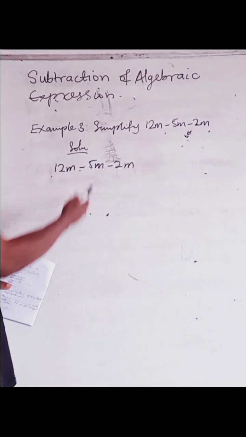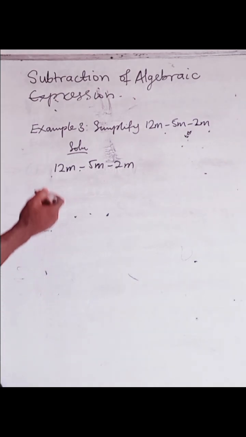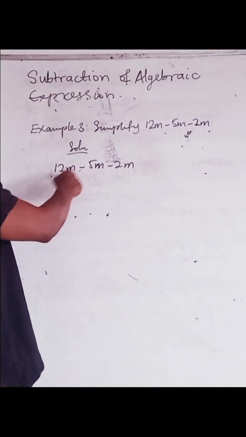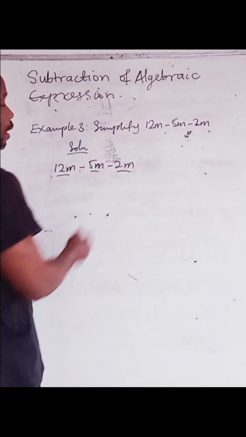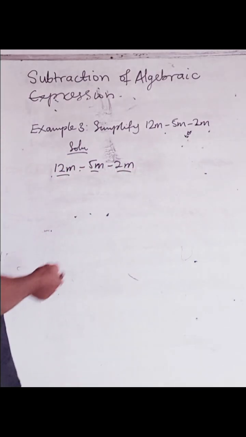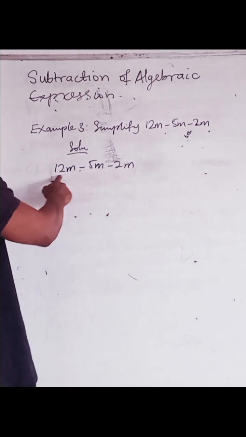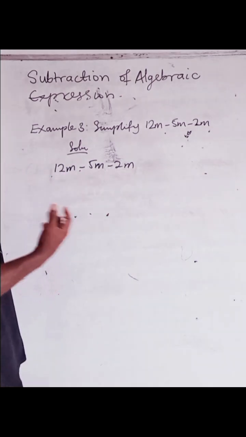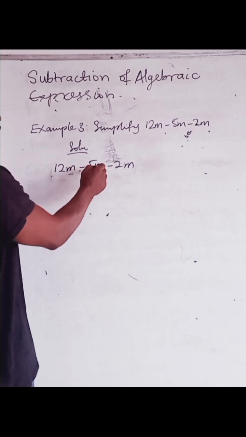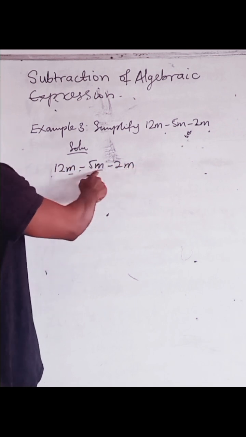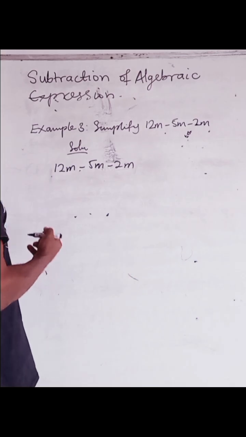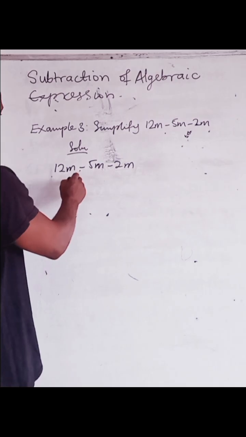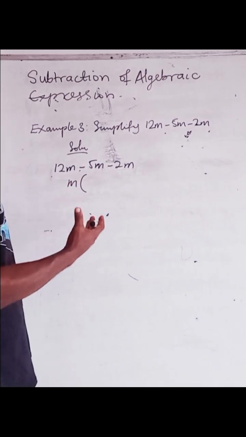I want you to look closely at the expression. Now you can see that there are three terms here: 12m, 5m, and 2m. They are like terms because they have the same variable. So what do we do in this case? We pick the common variable and then we subtract the coefficients.